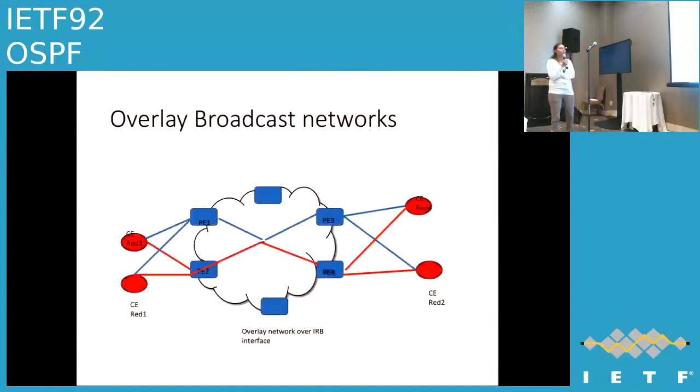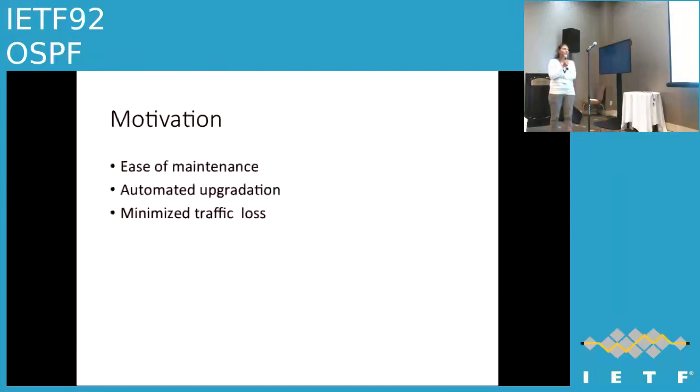Next slide. This is another example wherein the overlay networks could be implemented on top of broadcast networks over an IRB interface. It's just another use case, another way of deploying overlay networks. So the motivation for the draft is ease of maintenance, automated upgrade, and minimizing traffic loss, so that when you know the router is going for maintenance, you move the traffic away from the node, verify everything is fine, and then go for maintenance.